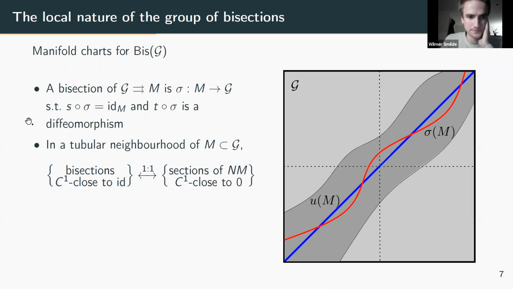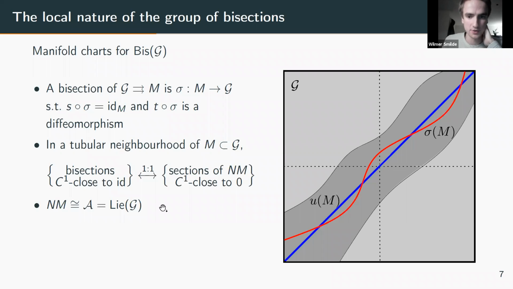These form a group, and similar to the diffeomorphism group, you can look at bisections that are close to the identity, where the identity bisection is now just the space of units in G. And in the same way, when you look in the tubular neighborhood, you can model it on a space of closed sections, of sections close to zero.